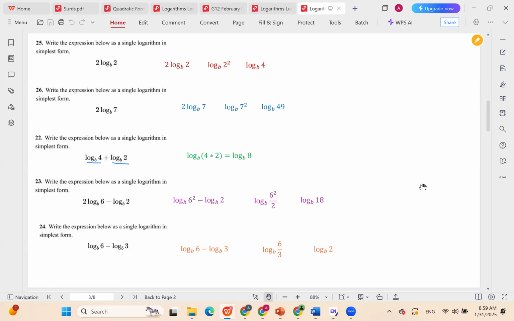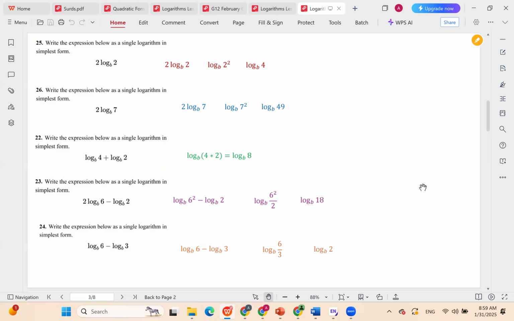Now, for the third example, we have log base b 4 plus log base b 2. Now, if we have log plus log, we can write them as a single logarithm with the same base, and we can multiply these two elements. We have 4 times 2, and we know that 4 times 2 obviously is 8. So we end up with log base b 8.